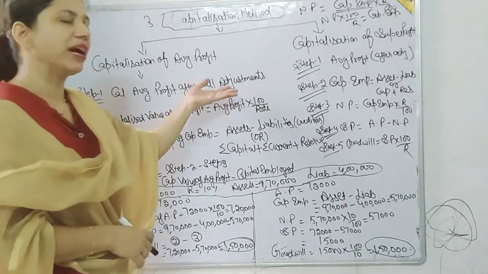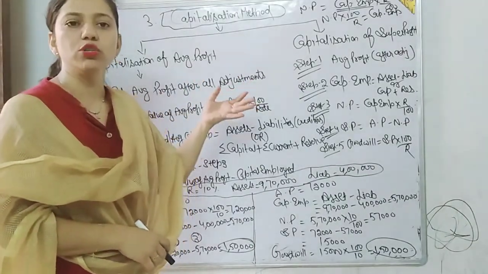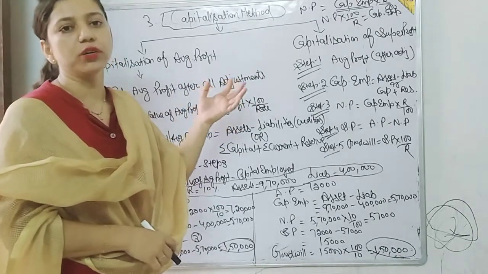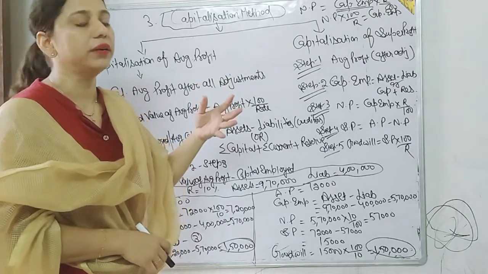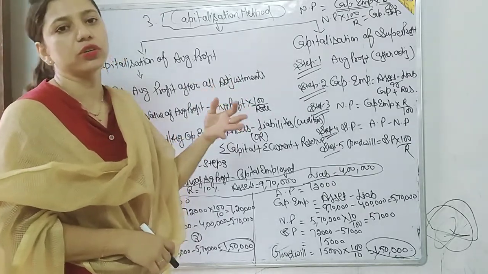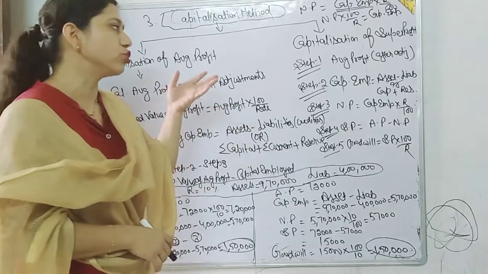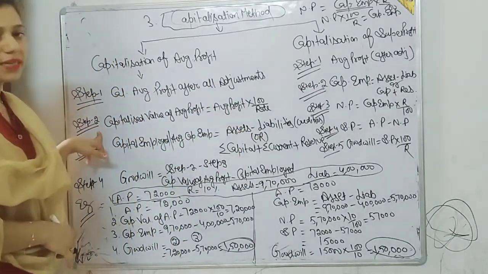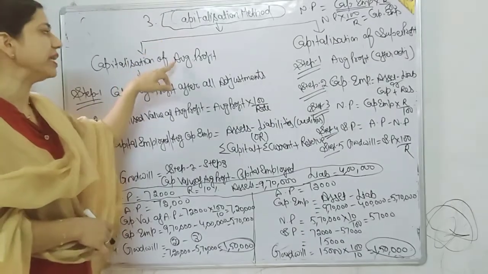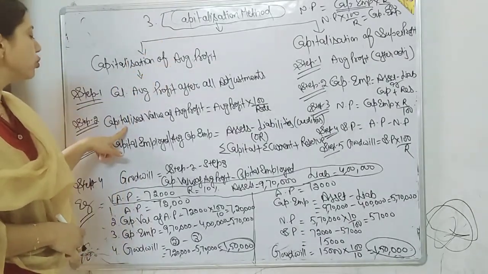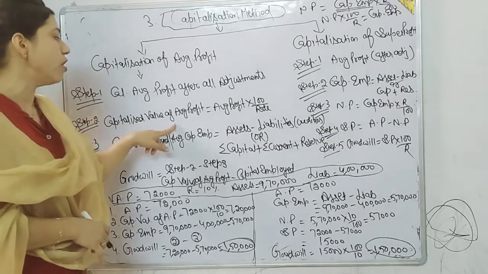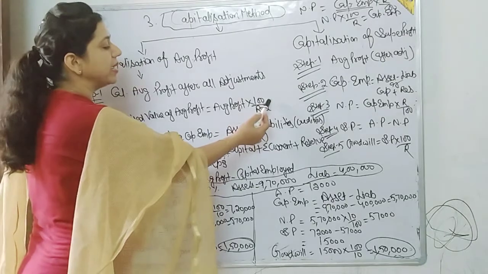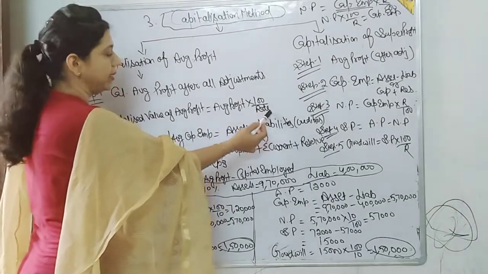All adjustments we have already discussed. Abnormal loss should be added, abnormal gain should be deducted, depreciation according to the situation may be added or deducted, or if there is any remuneration to directors or managers, then it should also be deducted. Then second step: because it is the capitalization method, we have to calculate the capitalized value of average profit, that means average profit multiply 100 divide by rate.